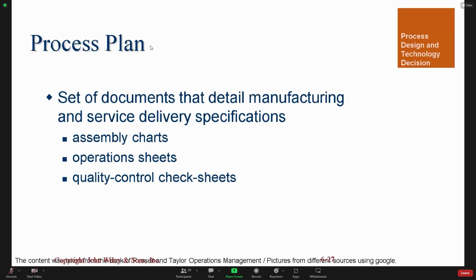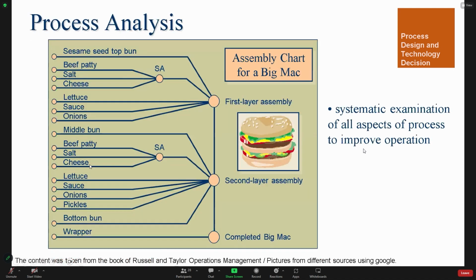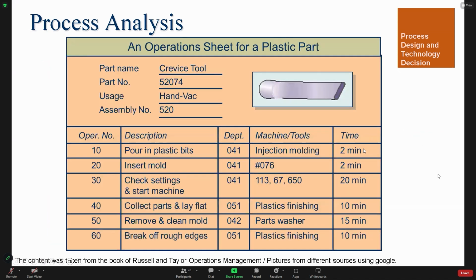Okay, now, let's look at process plan. Malapit na tayo. Discussions na lang tayo. Yun lang yung problem solving doon. Process plans, these are sets of documents that detail the manufacturing and service delivery specifications. So you look at assembly charts, operation sheets, and quality control check sheets. So this is the Big Mac. Ito yung assembly chart ng Big Mac, process analysis. So makikita nyo, sesame seed, patties, salt, cheese, lettuce, sauce, onions, etc. Now, ito naman yung operation sheets.